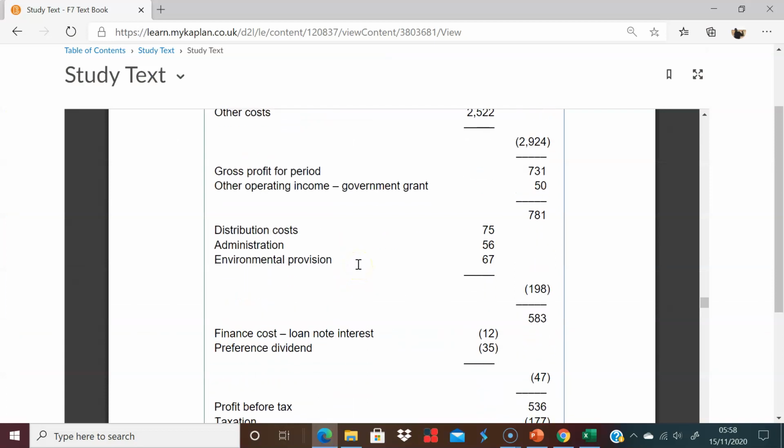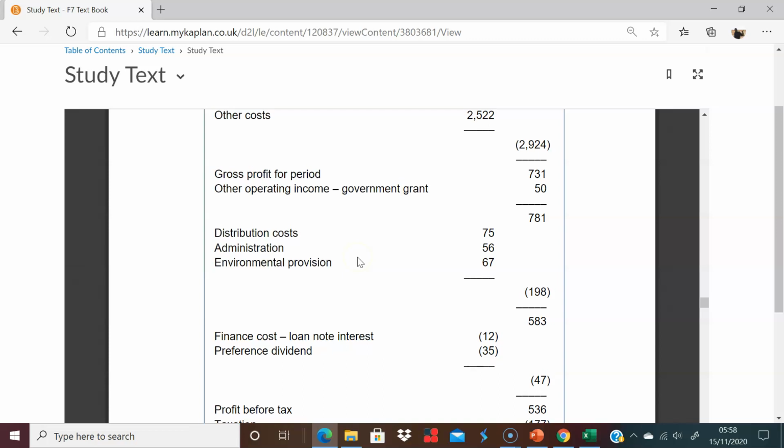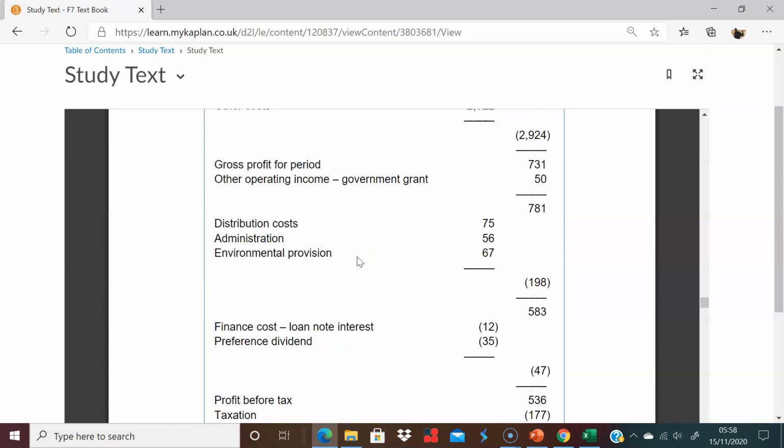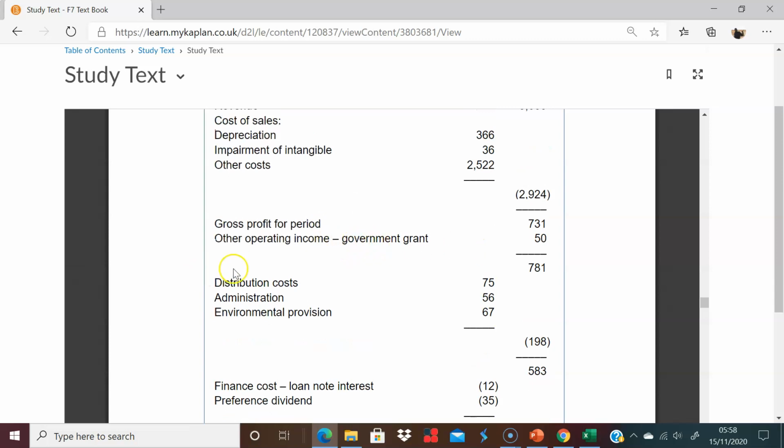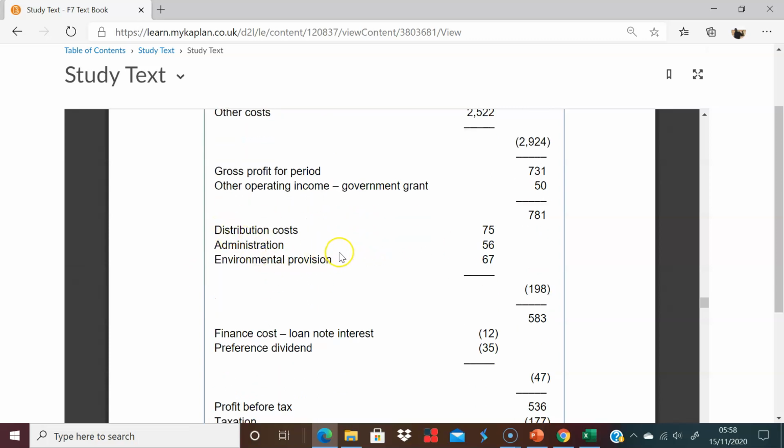Now, there are other things, but let's just deal with those. So here I've dealt with the government grant, distribution costs, admin costs as normal, nothing fancy, unless I see some sort of distribution costs accrual, or administration accrual, so to speak. Right. So let's look at my provision. The interesting thing about provision is that it's not the provision itself per se, it's the change, the increase in that provision.